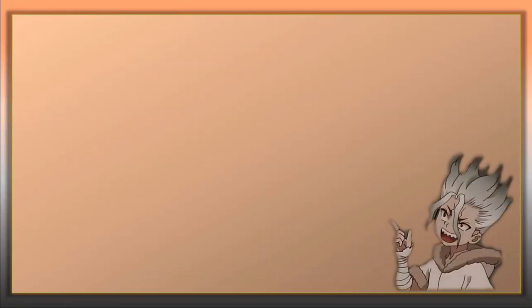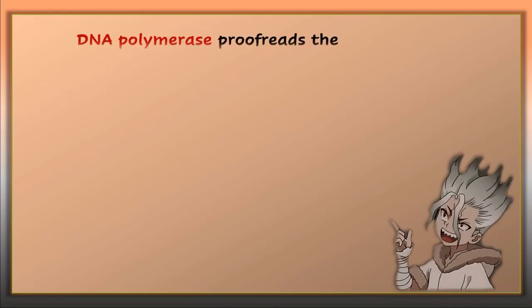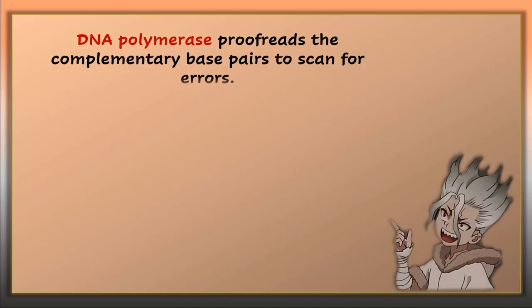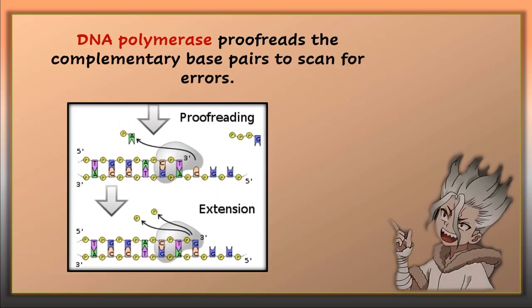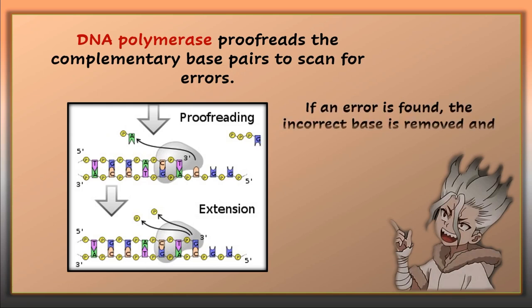Fortunately, there are ways for DNA to correct errors, including proofreading and mismatch repair. DNA polymerase proofreads the complementary base to scan for errors. If an error is found, the incorrect base is removed and a new base is inserted.